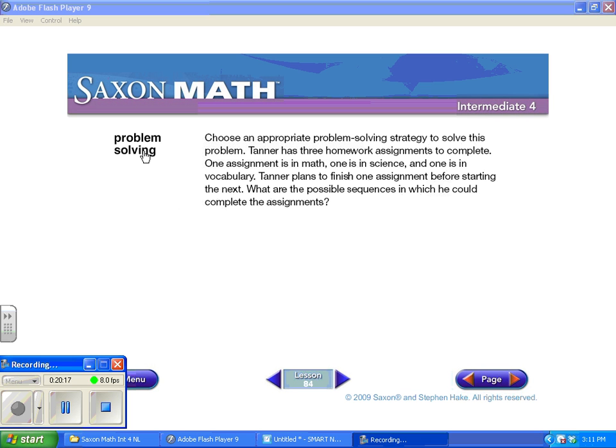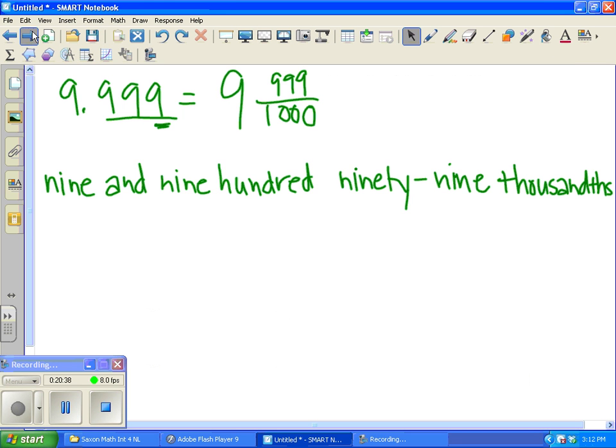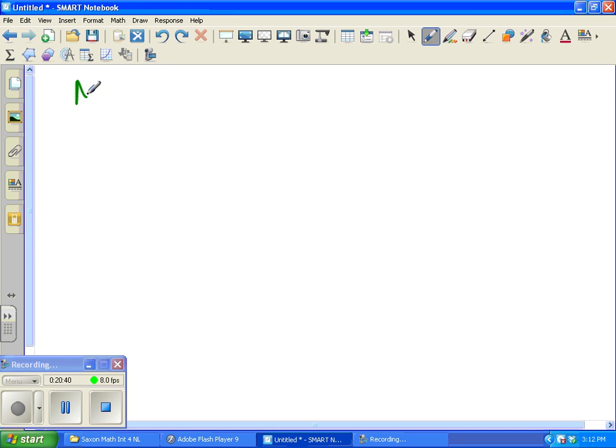We've got problem solving. Tanner has 3 homework assignments to complete. One assignment is in math, one is in science, and one is in vocabulary. Tanner plans to finish one assignment before starting the next. What are the possible sequences in which he could complete the assignments? So math, science, and vocabulary. Now, if he starts with math, he could do science and then vocabulary, or he could switch the vocabulary and the science.